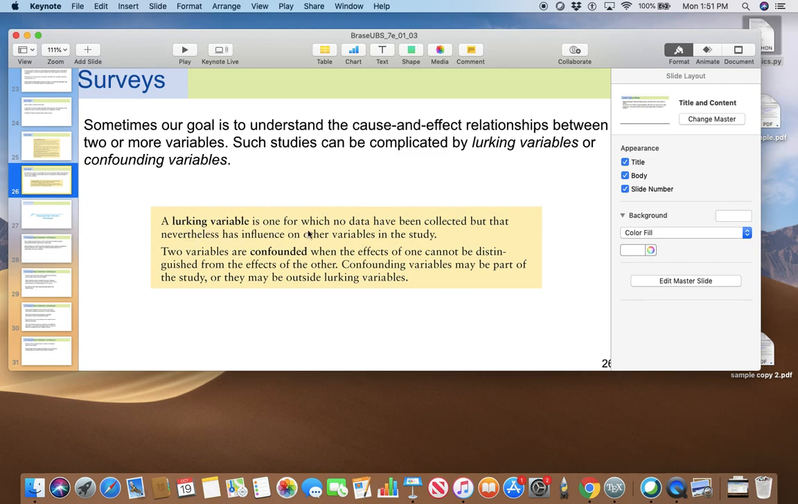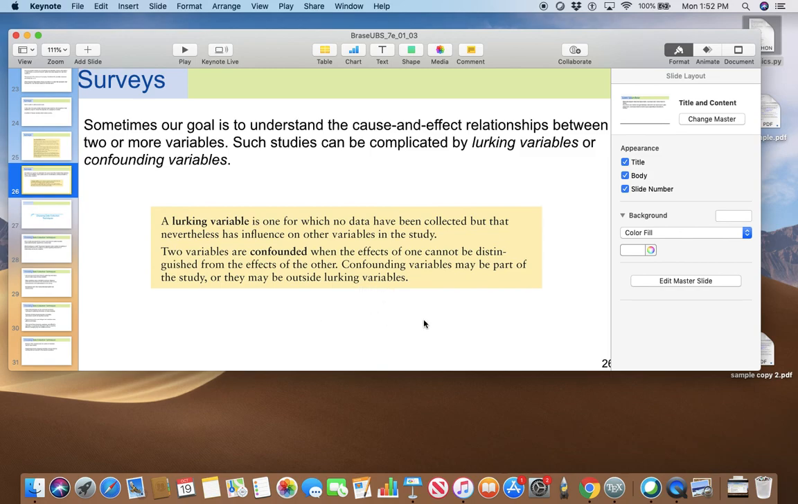A lurking variable is one for which no data have been collected, but that nevertheless has influence on other variables. Two variables are confounded when the effects of one cannot be distinguished from the effects of the other. So sometimes, with your medicine or the air conditioning, you cannot distinguish which one is having an effect. Confounding variables may be part of the study or they may be outside lurking variables.